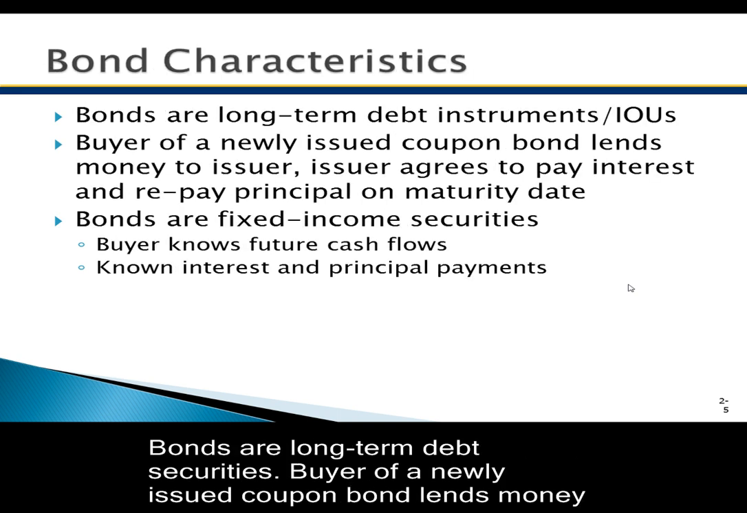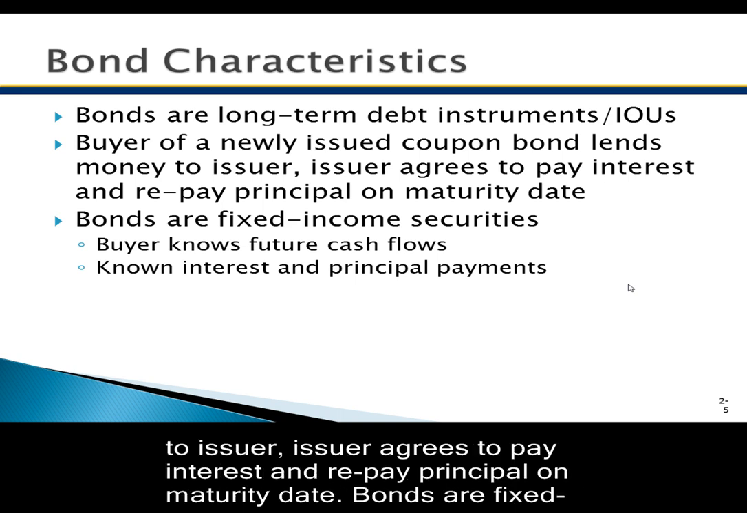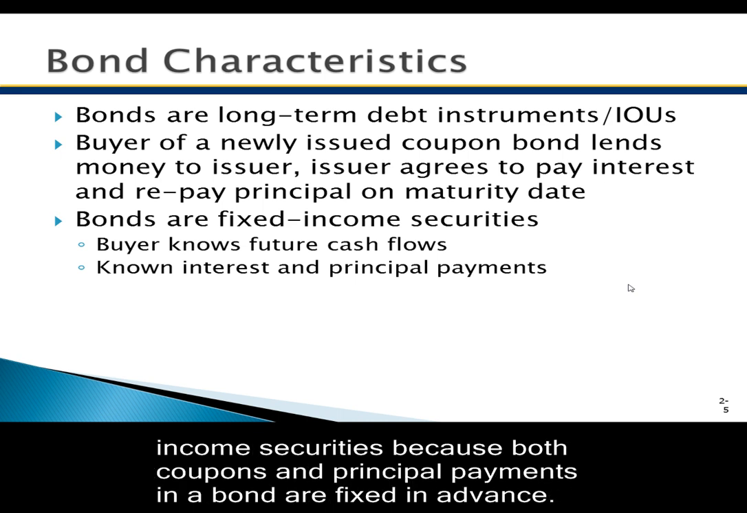Bonds are long-term debt securities. Buyers of a newly issued coupon bond lend money to issuers. Issuers agree to pay interest and repay principal on the maturity date. Bonds are fixed income securities because both coupon and principal payments in a bond are fixed in advance.